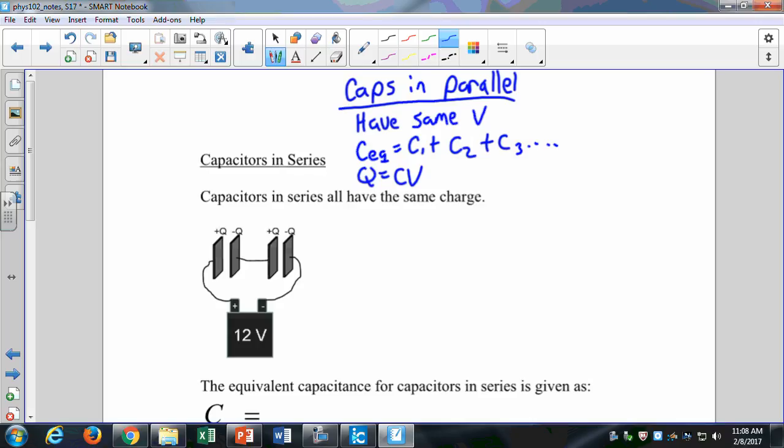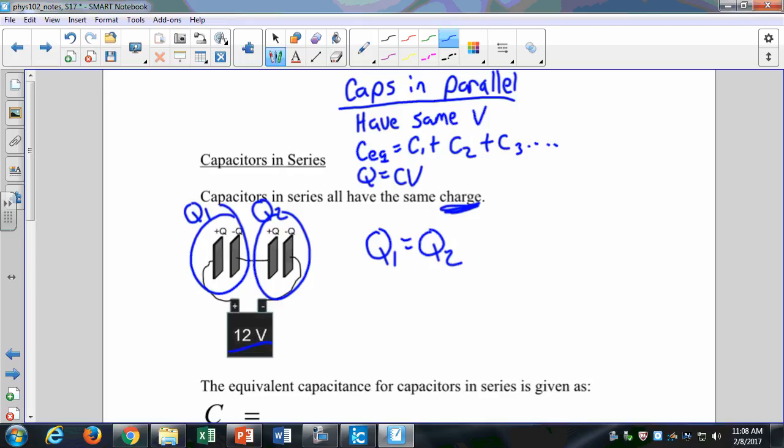Capacitors in series have a similar set of rules. But capacitors in series don't have the same voltage. Instead, they have the same charge. So if I imagine here, let's say this is my 12-volt battery. Whatever charge I have here, I'm also going to have here. So if I call this Q1 and I call this Q2, then I can say that Q1 is equal to Q2.